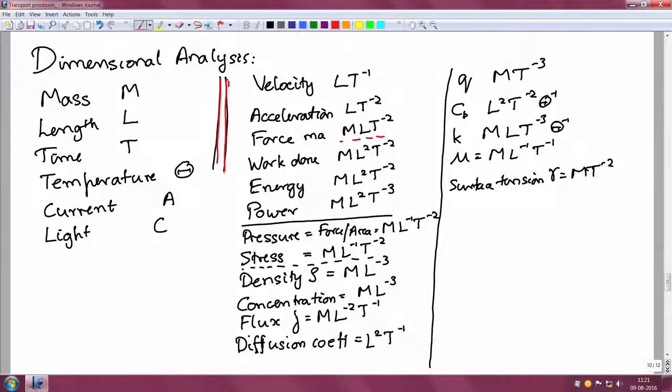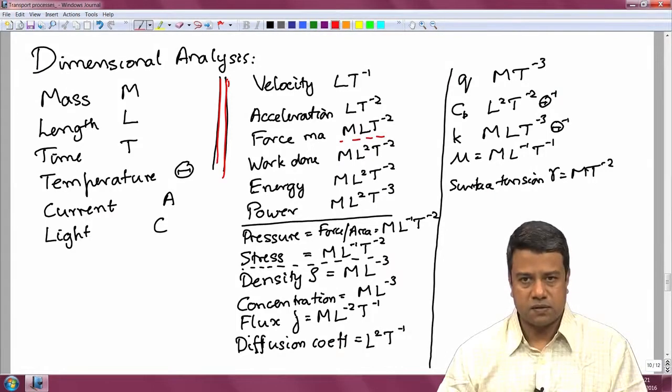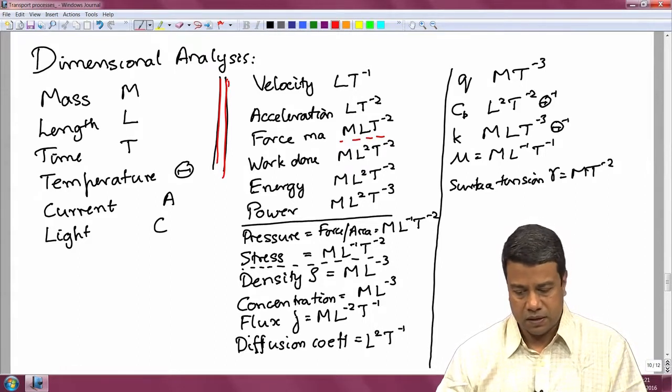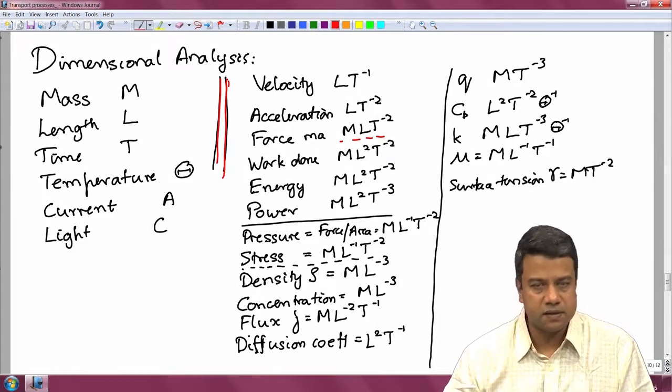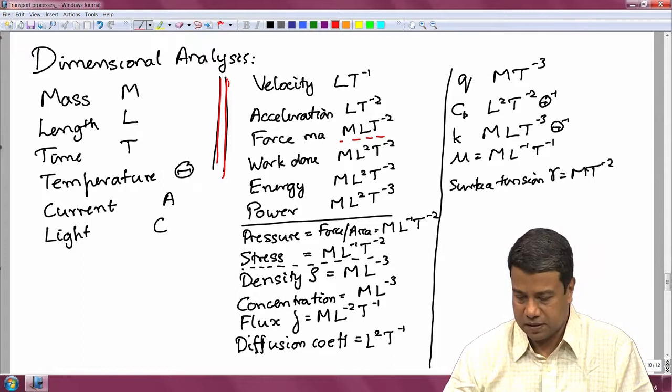I had explained to you the distinction between fundamental and derived dimensions in the last two lectures. The fundamental dimensions are mass, length, time, temperature, current and light intensity. In this course we will primarily be dealing with mass, length, time and temperature. And I had shown you how all the derived quantities can be derived from these fundamental dimensions.